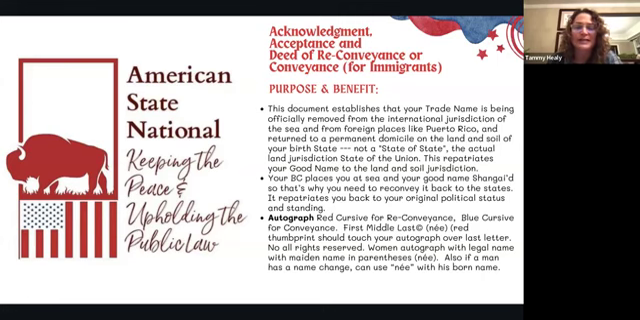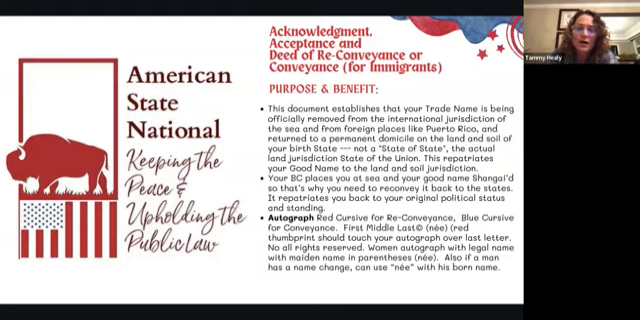Your birth certificate places you at sea and your good name shanghaied, so that's why you need to reconvey it back to the States. It repatriates you back to your original political status and standing. And you autograph this document in red cursive for reconveyance, blue cursive for conveyance. And you'll do it first, middle, last with your copyright and your maiden name, if you're married, with a red thumbprint, and it should touch your autograph over the last letter.